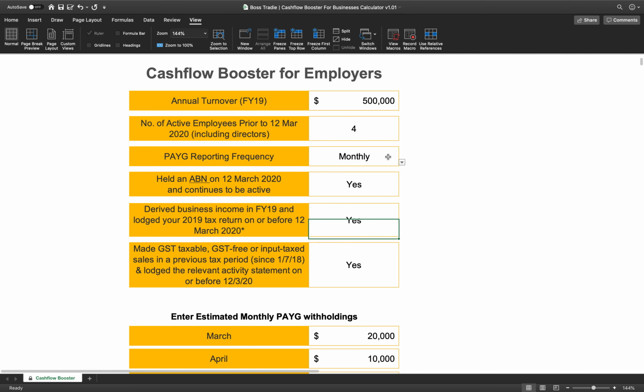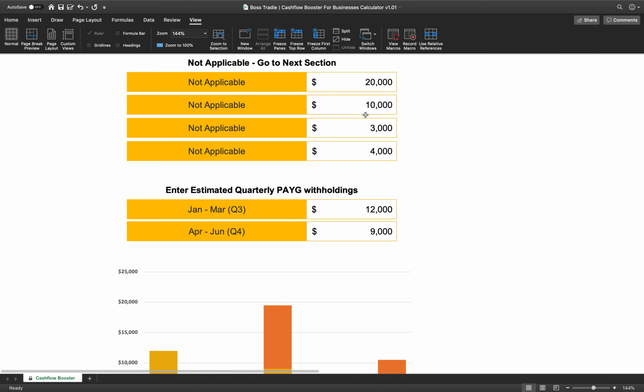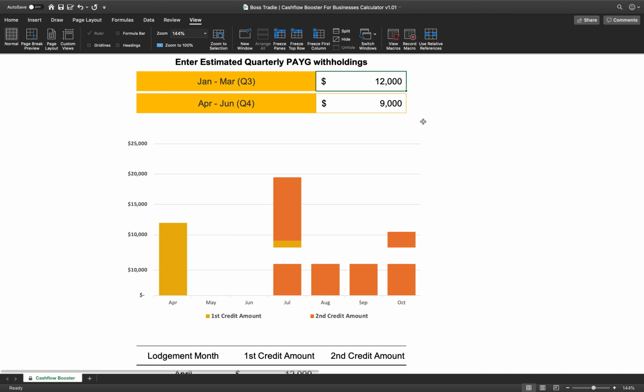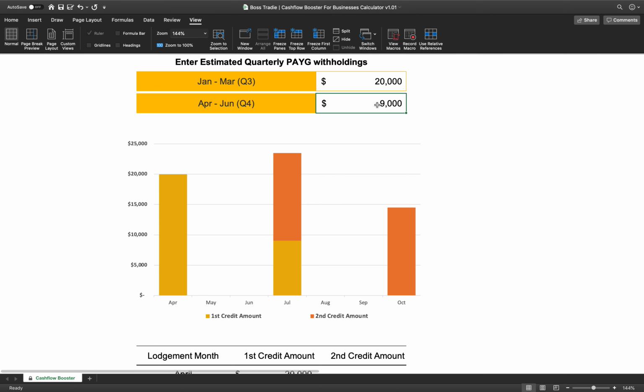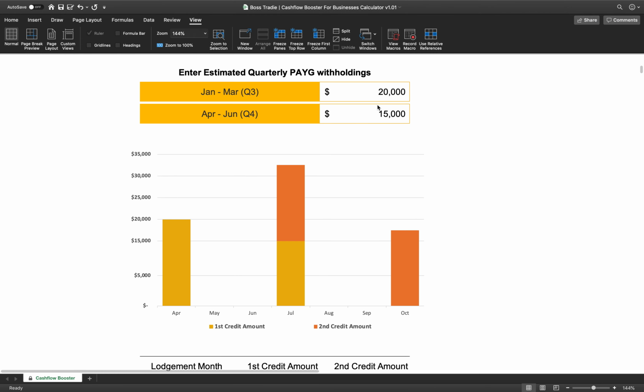All right, let's go and take a look over here for all you quarterly reporters out there. I'm not going to change too much up there. Again, this is all irrelevant now, and you've got a little bit less information to plug in. You're just going to be putting in your quarter from January to March. So let's keep it simple, 20,000. And let's go 15,000 for the second quarter. All right, boom. What do we got? Okay, pretty simple, right? You get $20,000 credited to your April and $15,000 to your June.